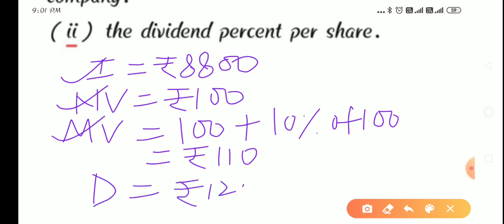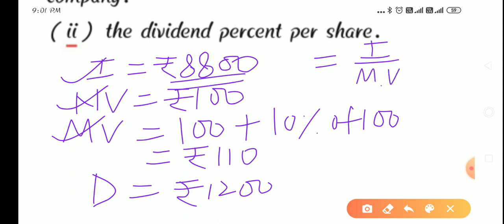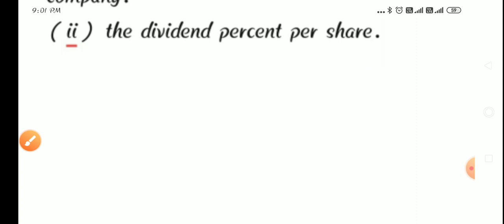rupees 1200. It is given. So number of shares you have to find. To find number of shares, two formulas I told you. First formula was investment upon MV. So investment you are having 8800, MV you are having 110. So you can calculate.